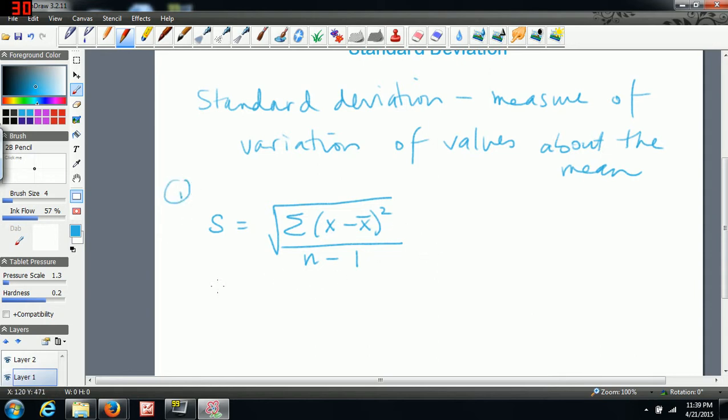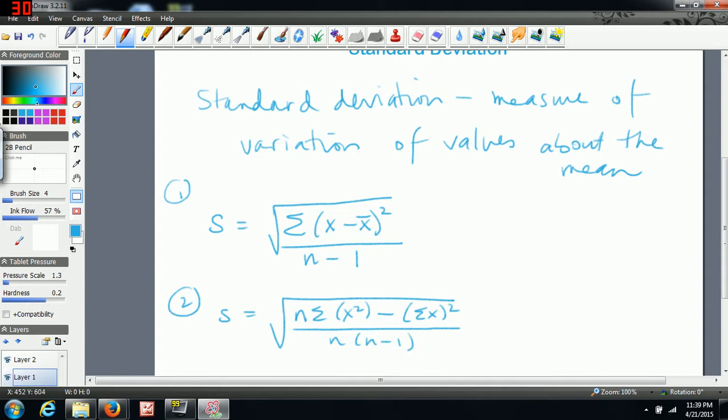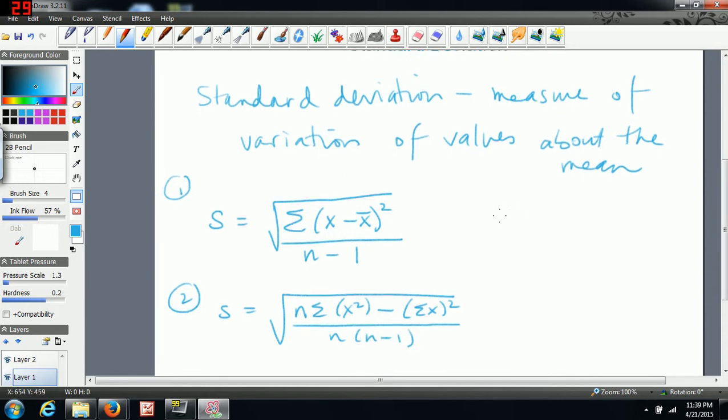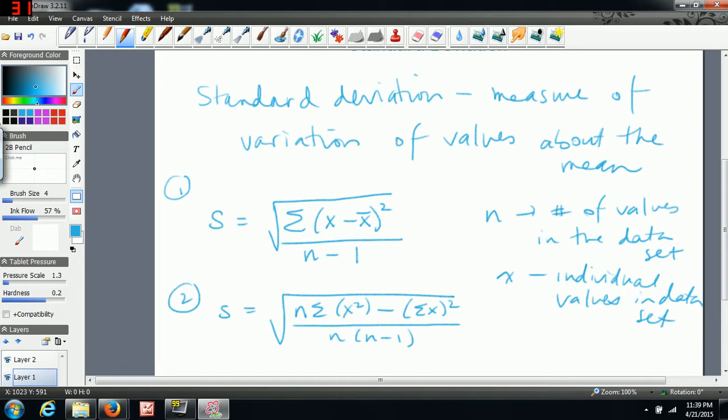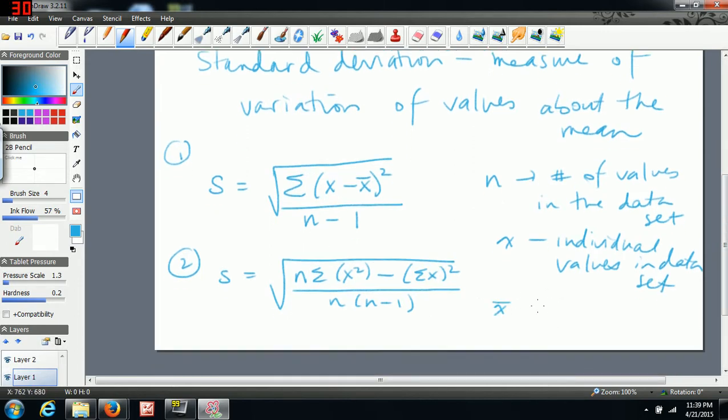Okay, that's formula 1. Formula 2 is going to be s equals the root of n times the sum of x squared minus the sum of x all squared, all over n times n minus 1. Now in this formula, n is the number of values in the data set that you're looking at, and x represents each individual value in the data set, and x bar is your average or mean of your data set.